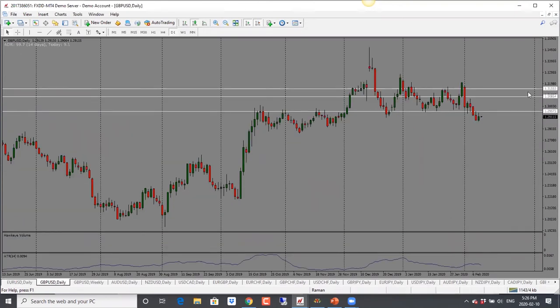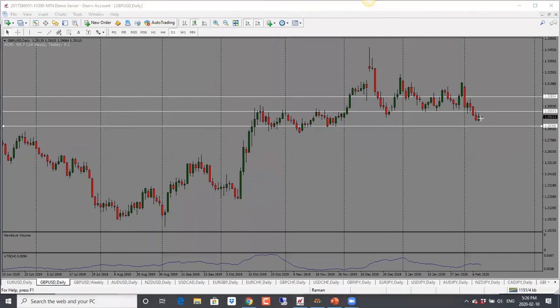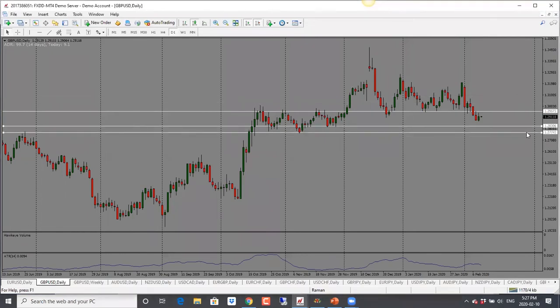Pound dollar here, this is also looking bearish. So especially if it holds below 1.2950, then this is bearish. Right now it's been going sideways, but as we can see, it's holding below this 1.2950. So as long as it holds below this level, bias will be bearish. And next target here is 1.2830. And then below that, we are looking at 1.2770. So bias is bearish for pound dollar.